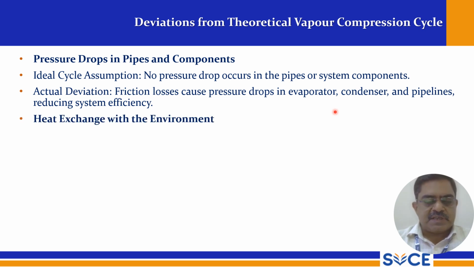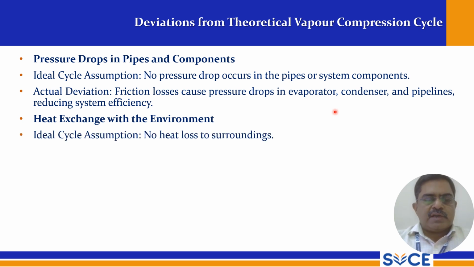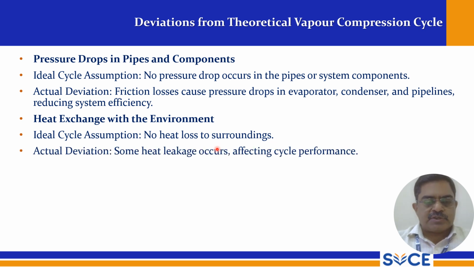So heat exchange with the environment. Ideal cycle assumption: no heat loss to the surroundings, but actually some heat leakage occurs, affecting cycle performance. So this is obvious, there will be heat conduction from one part or one component in the system to the surroundings. Definitely there will be a slight heat transfer that obviously occurs wherever you have heat.